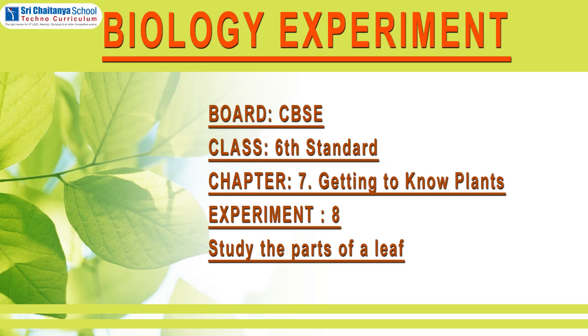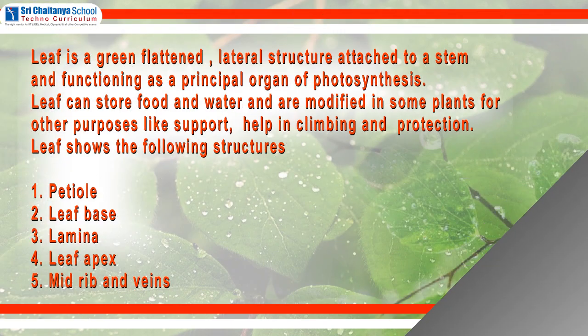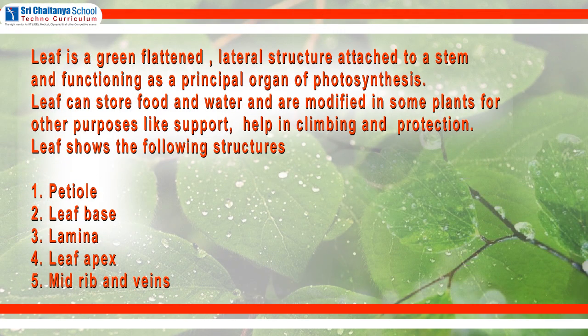Hi students, today we are going to study the parts of a leaf. Leaf is a green flattened lateral structure attached to a stem and functioning as a principal organ of photosynthesis. Leaf can store food and water and are modified in some plants for other purposes like support, help in climbing and protection. Leaf shows the following structures: petiole, leaf base, lamina, leaf apex, and midrib and veins.